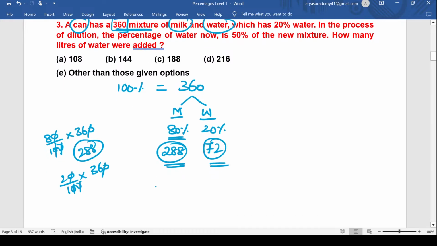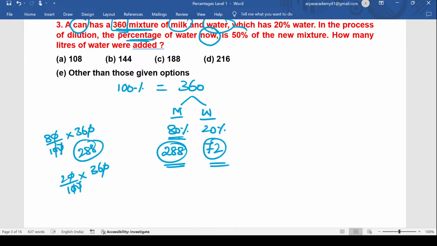Okay. In the process of dilution, what is dilution? We will add water to it. Adding water is known as dilution. So in the process of dilution, we are still adding. Initially 360 liters was there. It contains 288 liters of milk and 72 liters of water, but still we are adding some water. Now 360 has been increased to some other number by adding water. So after adding water to 360 liters, now it won't be 360, definitely maybe 360 plus or 400 plus.